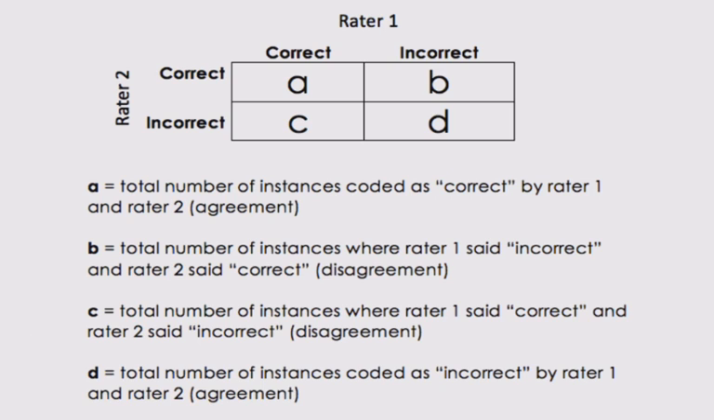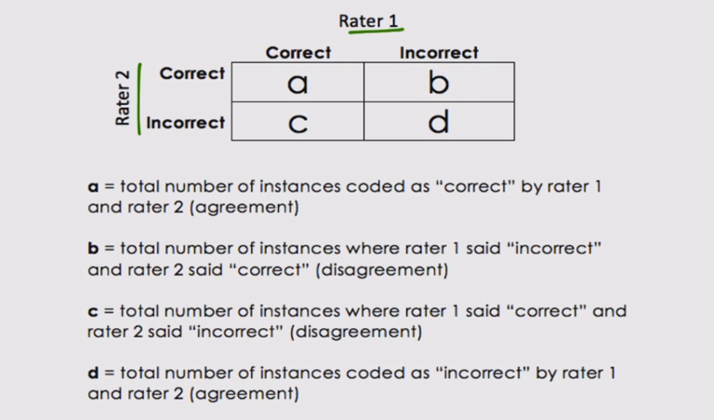Look at this matrix at the top. Let's say I had two raters. You can see rater 1, rater 2 on the side. If we had two options, correct and incorrect, all of the frequency counts of our agreement could fit into one of four categories here in this matrix. Everything in A would be things that we both labeled as correct. Everything in B would be that rater 1 said incorrect, but rater 2 said correct. So that would be a disagreement.